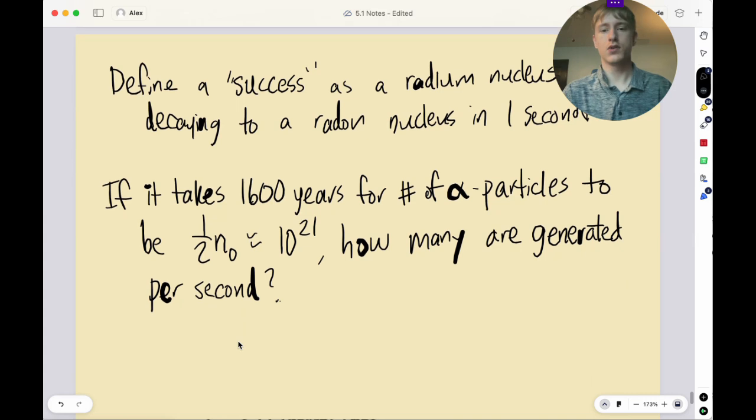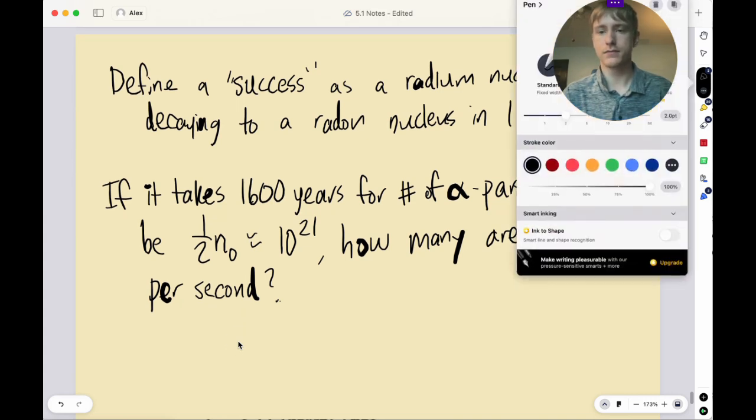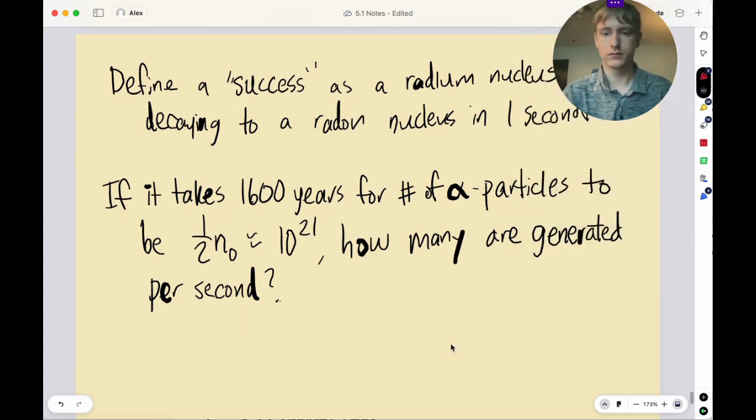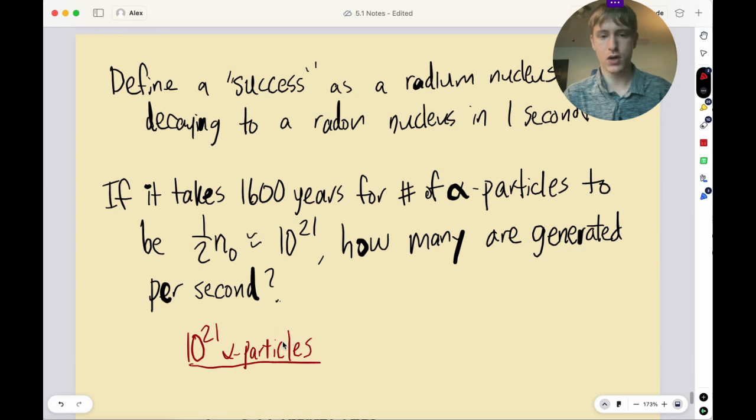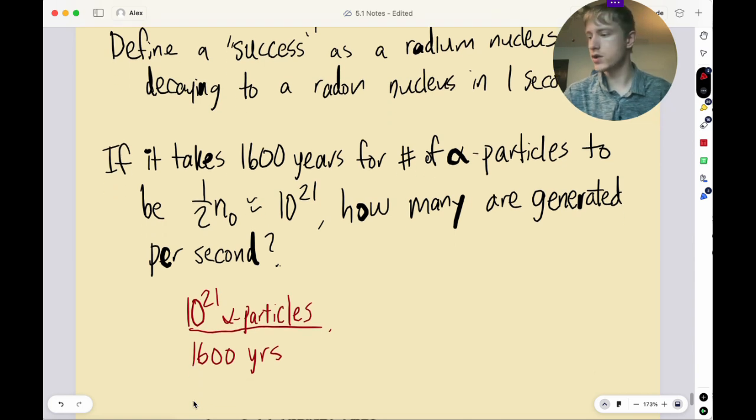Okay, so how many would be generated per second? Well, let's think about it for a second. So if we have 10 to the 21 particles, I should probably specify alpha particles, being created over 1,600 years, we can kind of do a little of what's called stoichiometry.